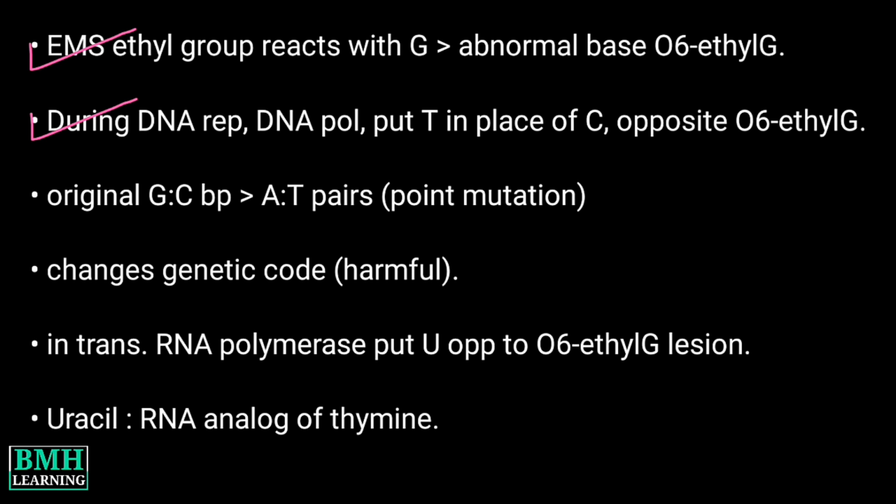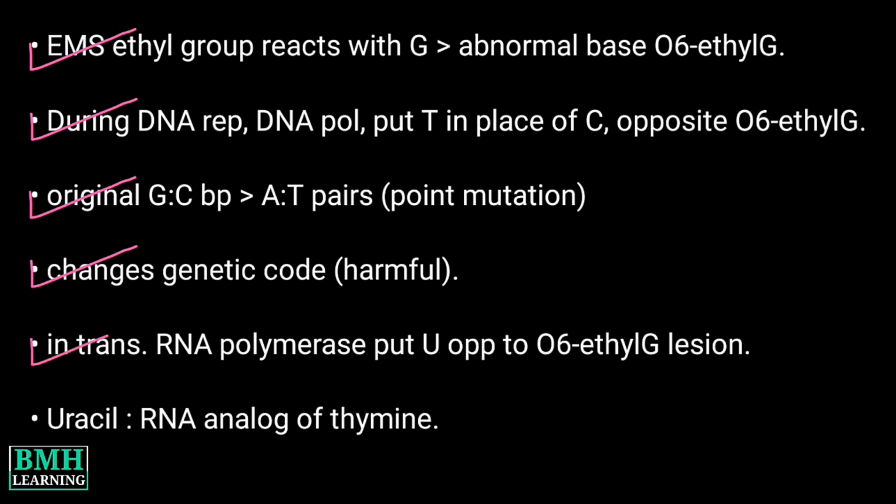O6-methylguanine. Following subsequent rounds of replication, the original GC base pairs can turn into AT base pairs, which we know is a kind of base transition mutation and, more importantly, a point mutation. This point mutation changes the genetic code and thus the genetic information. The changed genetic sequence is often harmful to cells and can result in various diseases.